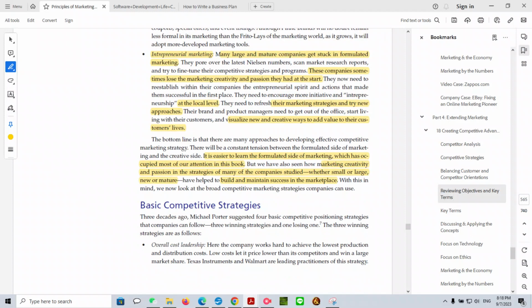Now, for basic competitive strategies, three decades ago Michael Porter suggested four competitive positioning strategies the companies can follow: three winning strategies and one losing one. The three winning strategies are the following. The first is overall cost leadership. Here the company works hard to achieve the lowest production and distribution costs. Low costs let it price lower than the competitors and win large market share. Texas Instruments and Walmart are leading practitioners of this strategy.